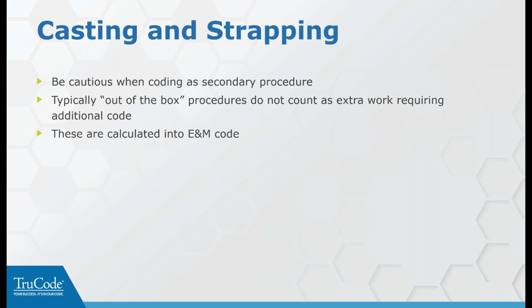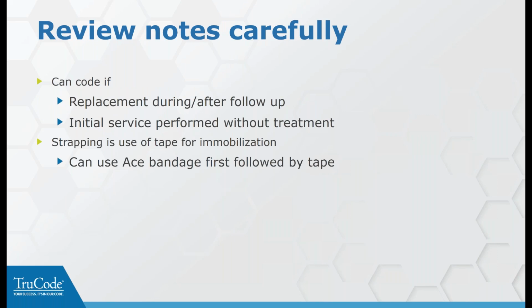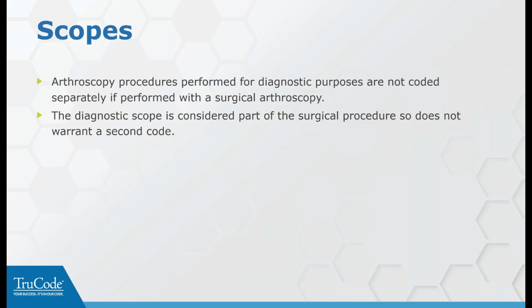Also remember, with casting and strapping, you have to be careful when coding these. Typically, out-of-the-box procedures don't count. Those are just part of your E&M code. You can code the casting or strapping separately if it's a replacement during or after the follow-up, or if it's an initial service performed without actual treatment. Like if they show up at the ER, they may do a casting and then send them to the orthopedic, or do strapping as well. So you have those codes, and you just need to know when you can use them and when you can't.